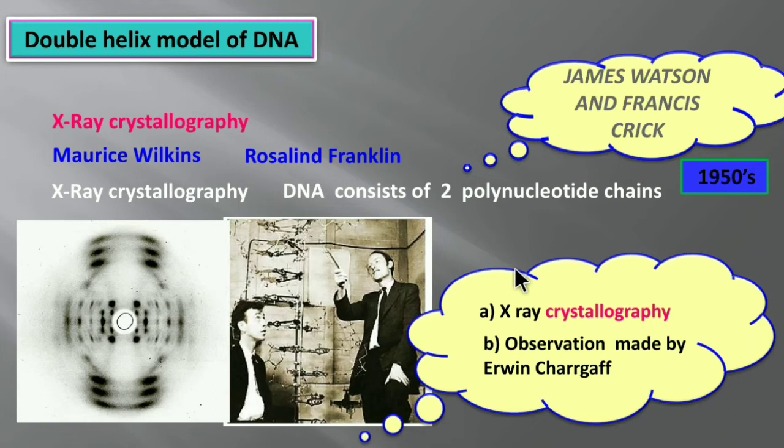The question arises, what is this X-ray crystallography? It is a technique to determine the three-dimensional structure of large molecules or macromolecules. So based on X-ray crystallography, the DNA is made up of polynucleotide chains. Based on this data, James Watson and Francis Crick proposed the double helix model of DNA.